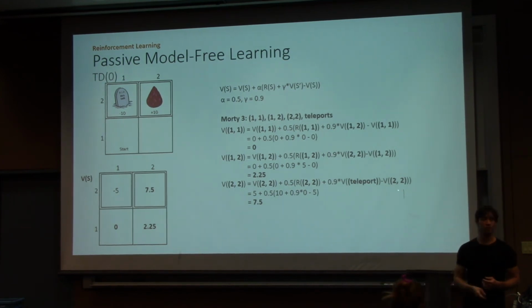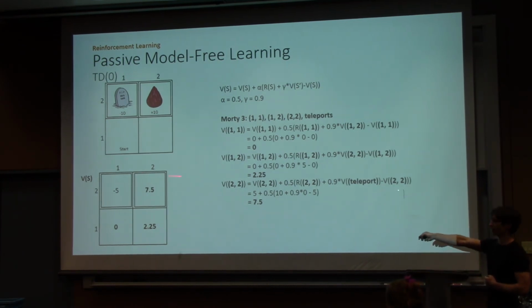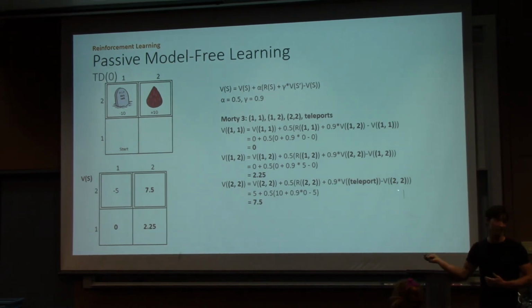Yes? Should the bottom right corner be 2, 1? This is 1, 2. They're indexed by this. I tried to keep it consistent with what you guys had already seen. I'm not a fan of this indexing.